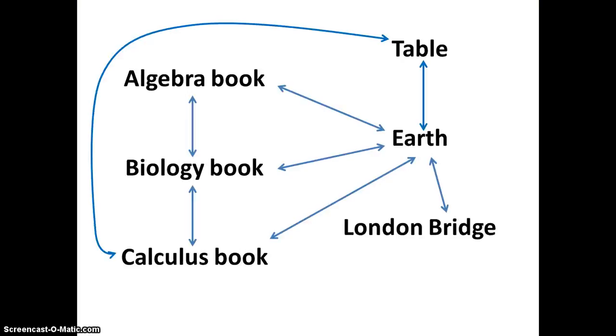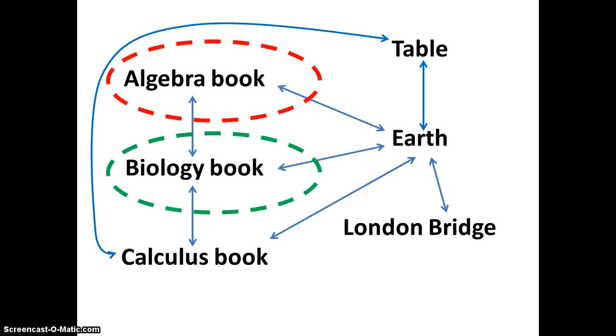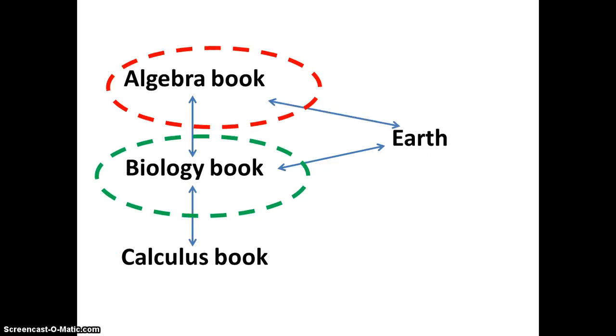We will then draw the interactions, whether contact or non-contact. The two objects that we will consider are the algebra book and the biology book. Notice that for the algebra book there are 2 interactions crossing the boundary line, and for the biology book there are 3 interactions crossing the boundary line.